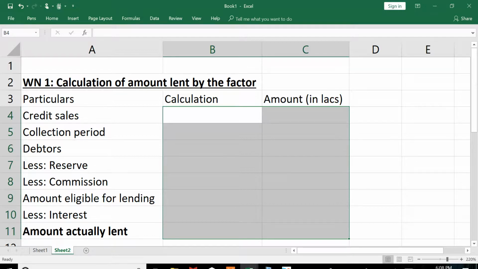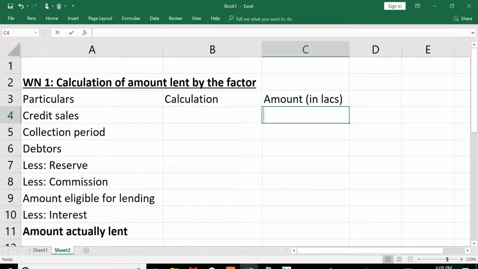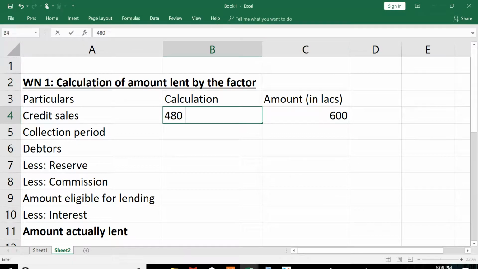Okay, what are the credit sales? Read it carefully and tell me the right number. It's 4.8 crore with a growth of 25%. So it's 6 crores. I'm writing 600. Credit sales is 600. 480 plus 25% on it, it is 600.